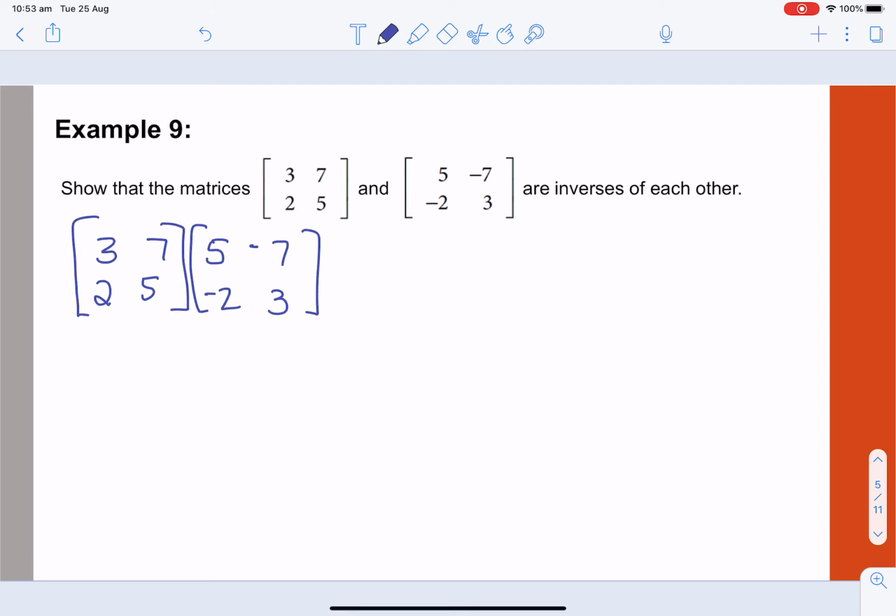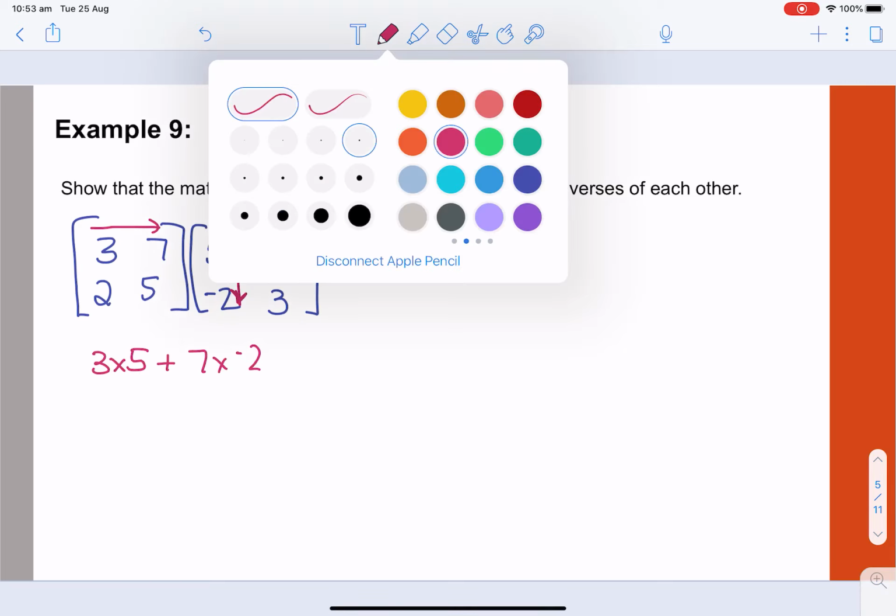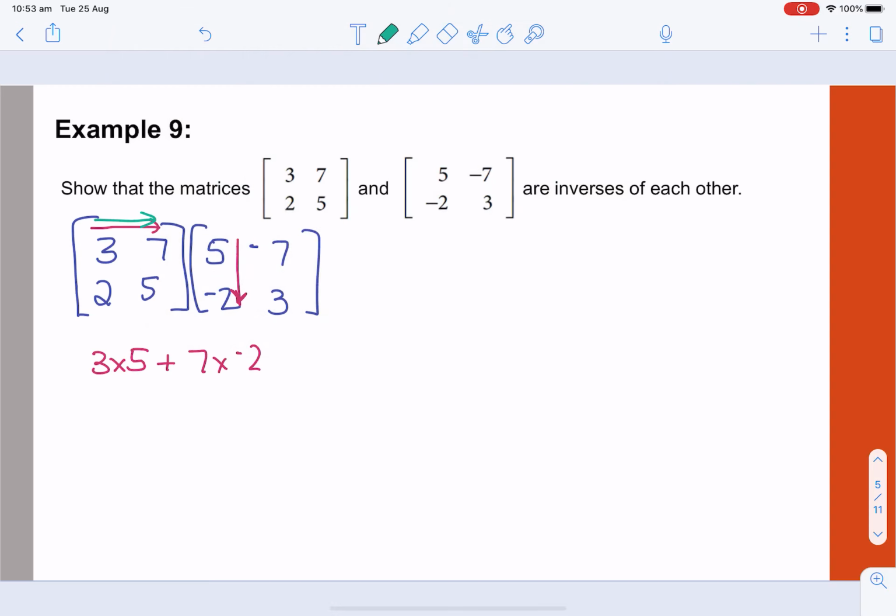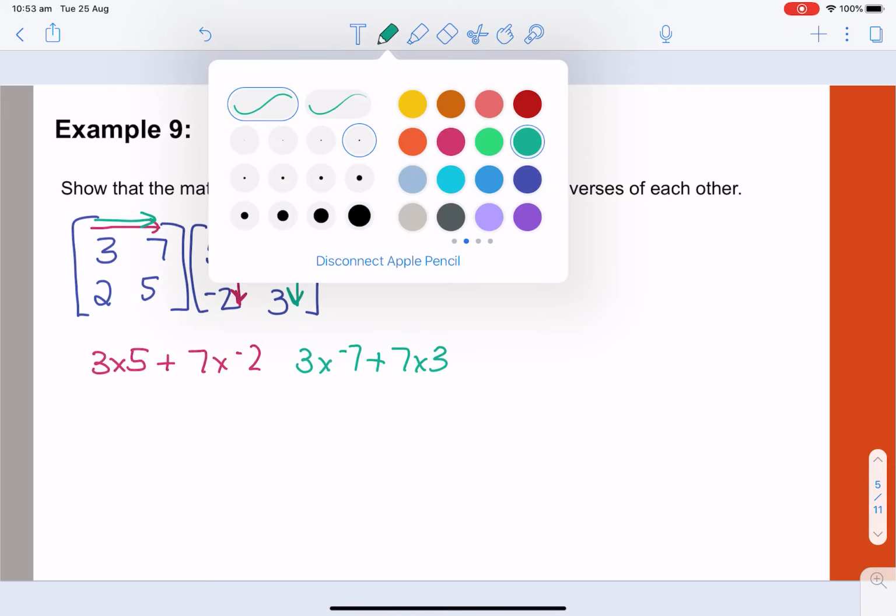Now I'm going to say I actually cheated because I did this last year, so I still had it in my notes. I've got all the workings out. And again, first we go across there, we go down there. I'm going to colour code this. So 3 times 5 plus 7 times negative 2. Then we still use that same row and we go down the next column, which is 3 times negative 7 plus 7 times 3.